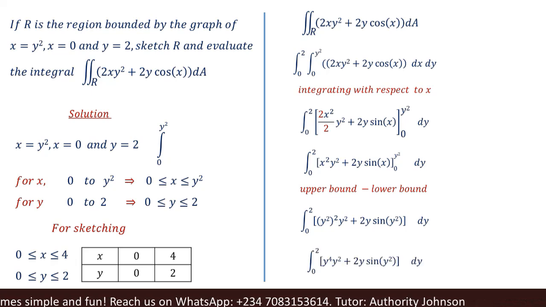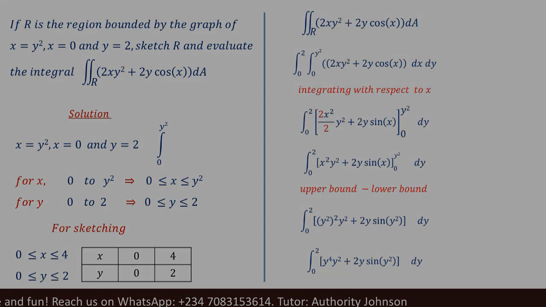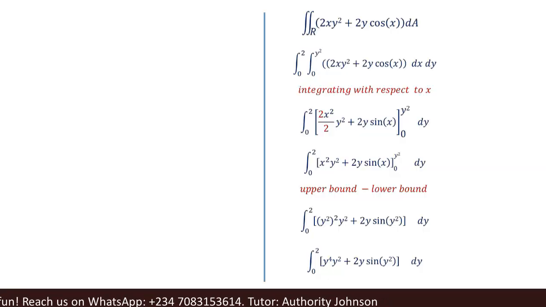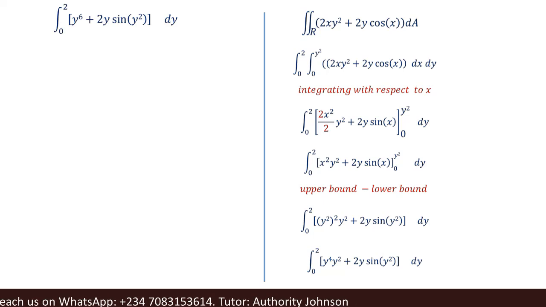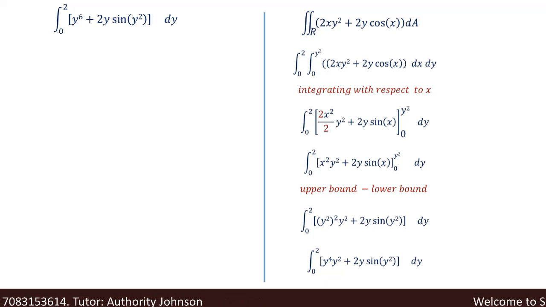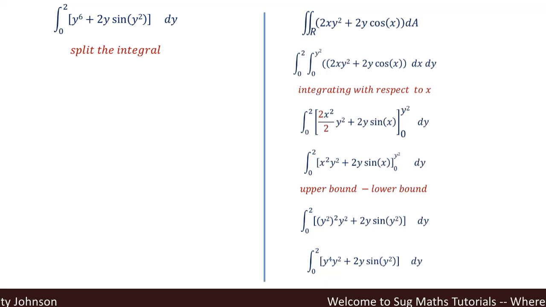So we have y raised to the power of 4 times y to the power of 2. So we apply law of indices. We add them together. It's going to give us y to the power of 6 plus 2y sine y squared dy. Hello. So here we have the integral from 0 to 2, y raised to the power of 6 plus 2y sine y squared dy. Okay, so from here we can split this integral into 2.